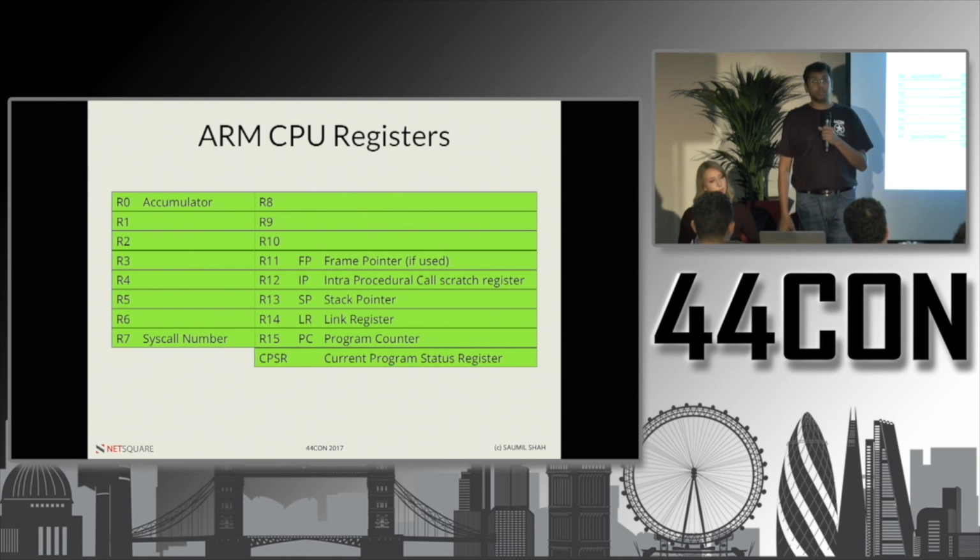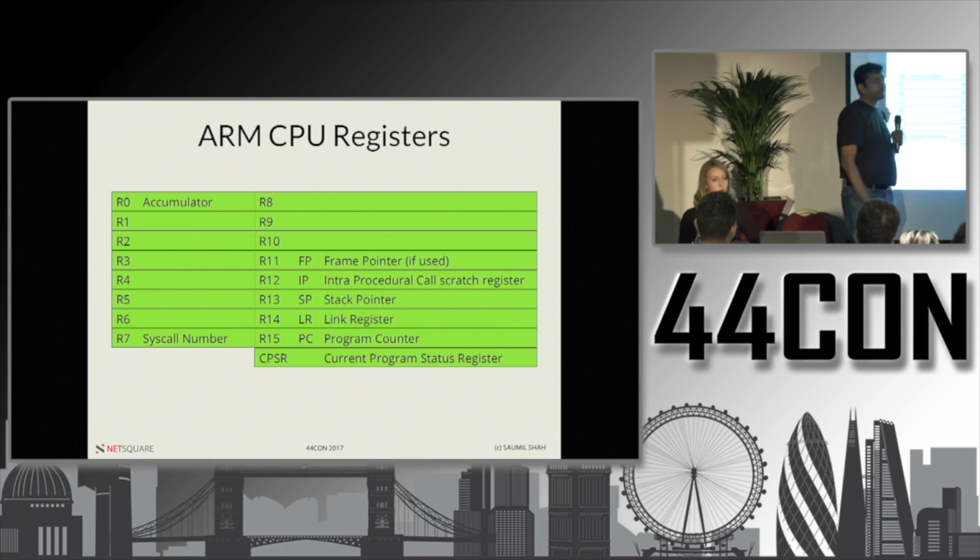R11 is the frame pointer, pretty much like Intel EBP. What does a frame pointer do? Points to the frame, the base of the frame. Then any local variables are lower than the EBP, any parameters are greater than the EBP. So that equivalent is FP.